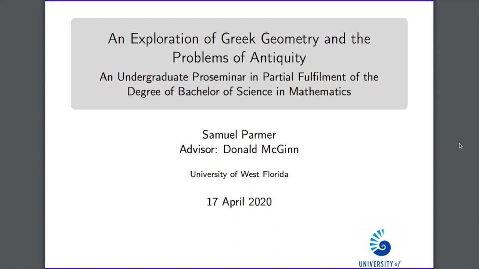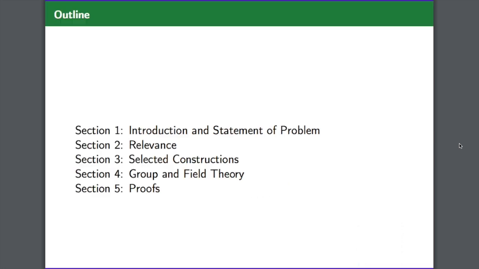Hello, my name is Samuel Palmer. I'm going to be giving a presentation on Greek geometry and the problems of antiquity. This is for my pro seminar in math. My advisor is Dr. Donald McGinn, and I'm a student at the University of West Florida.